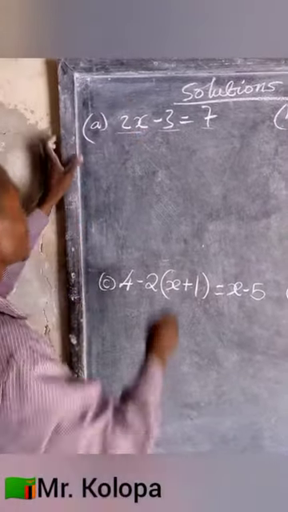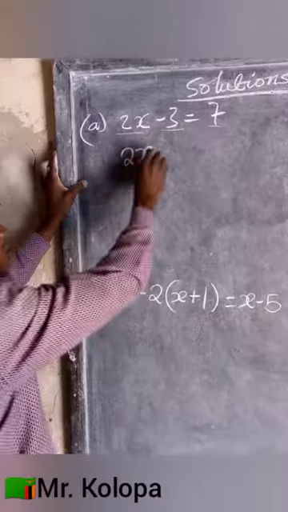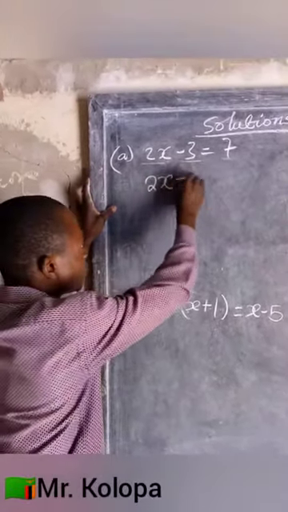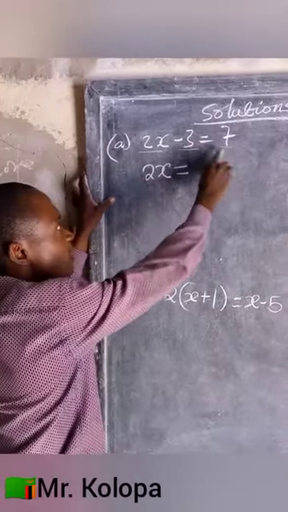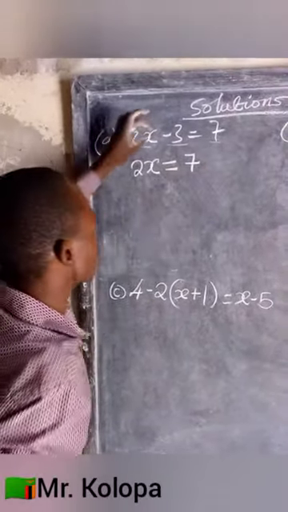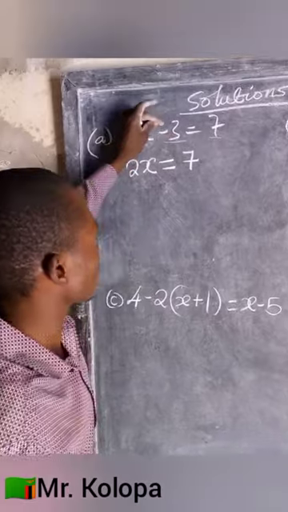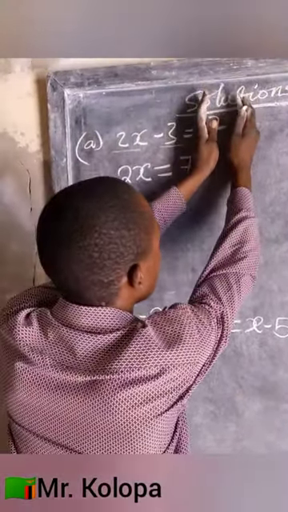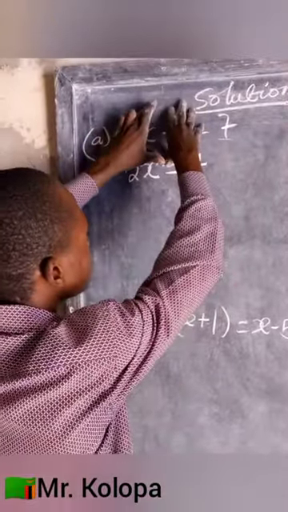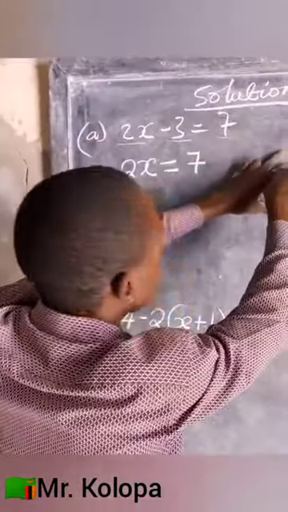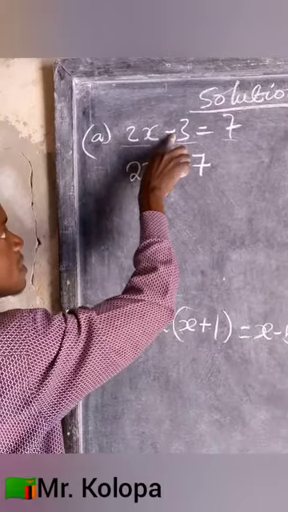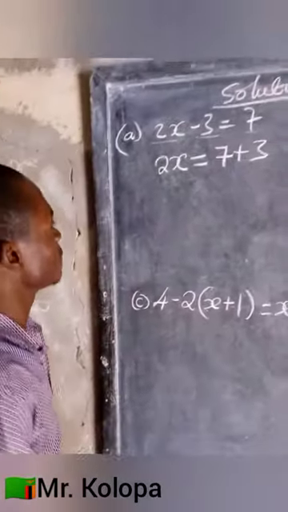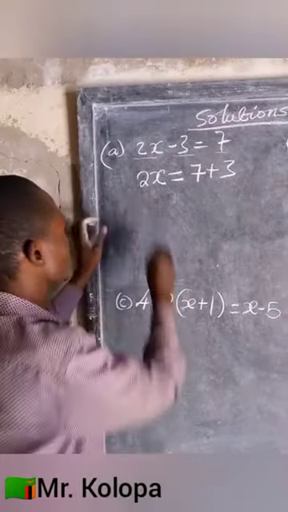So on this side, you drop 2x because it's alone. Then you bring the equals. Then what you already have there is the 7. Take note that this 3 is negative. Moving from the left to the right hand side, this 3, which is negative, is going to change sign and become positive. Then this 2x, you drop it.